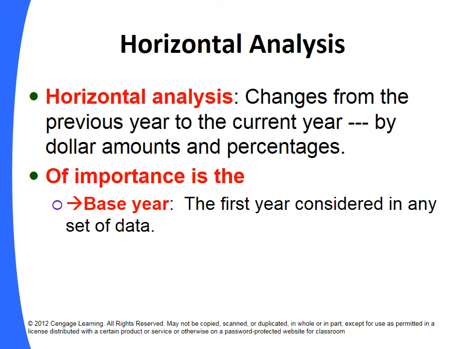Horizontal analysis is looking at changes from one year to the next. You look at it by dollar amount and percentage. It's important that the first year is considered the base year. So for example, a student could say that my grades went up from a 3.0 to a 3.3. That means your GPA went up 0.3. But you could also say that it went up 10%, which is much more impressive. And that's what we do when we look at horizontal analysis.